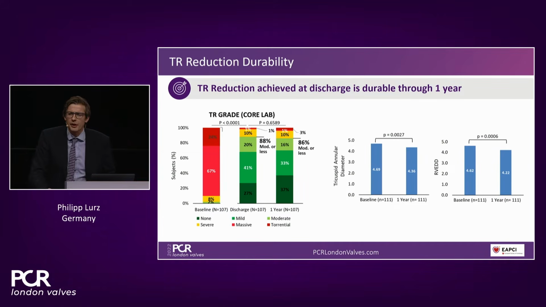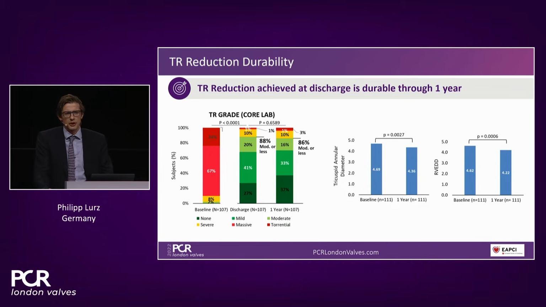Now looking at the percentage of patients who ended up with a TR grade of moderate or less, both at discharge and at 1 year, here we see quite encouraging numbers of 88% at discharge, and that was well maintained throughout follow-up, 86% at 1 year with moderate or less TR.